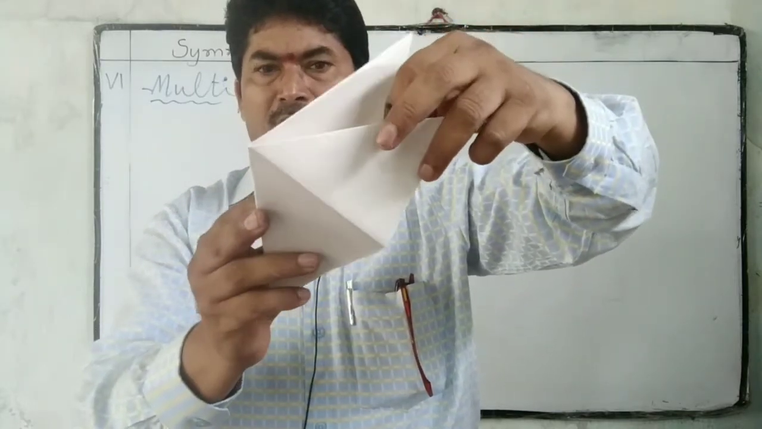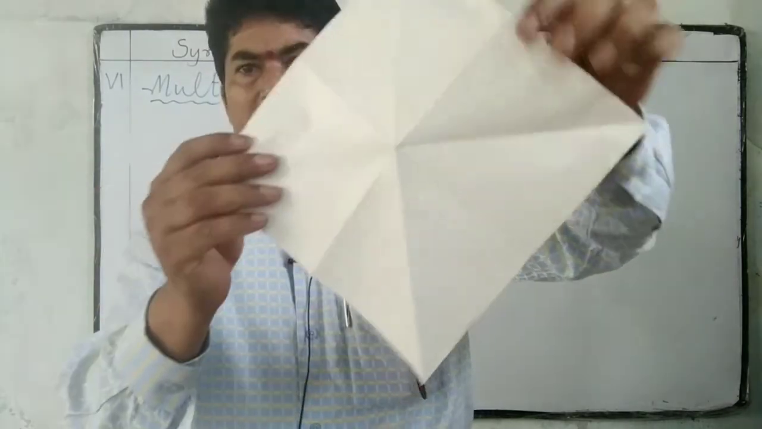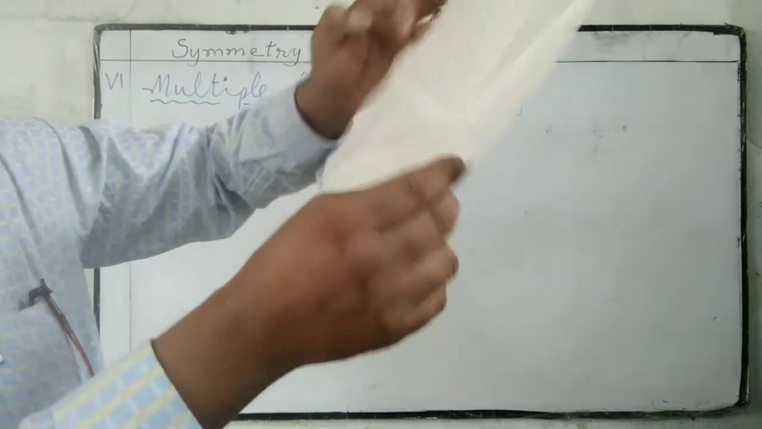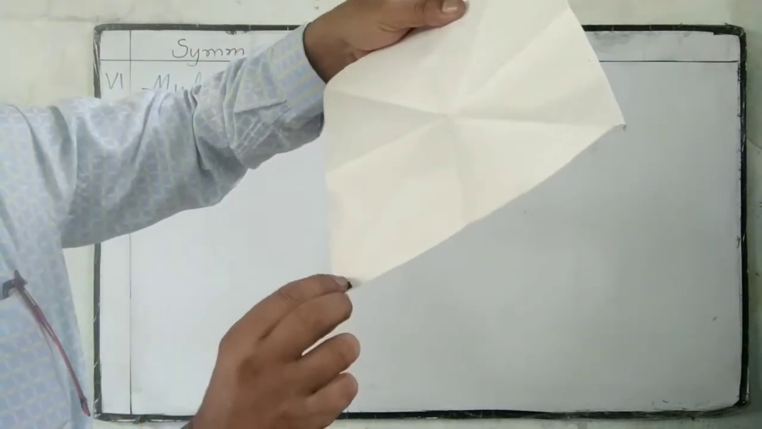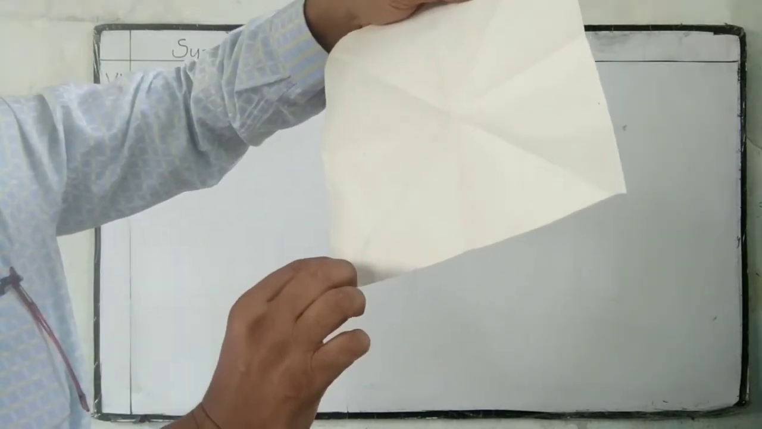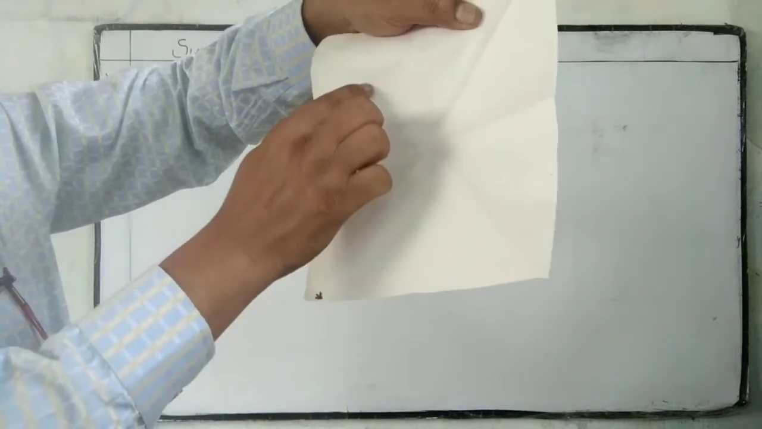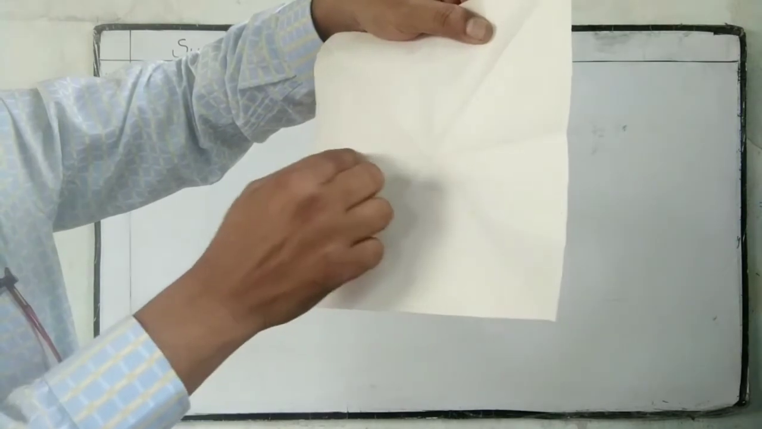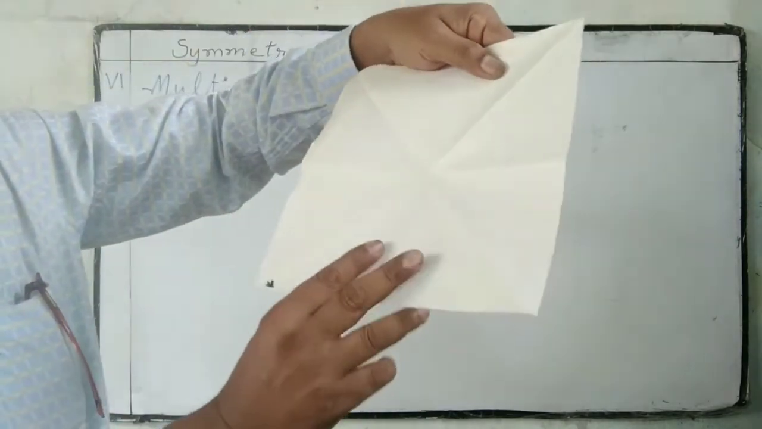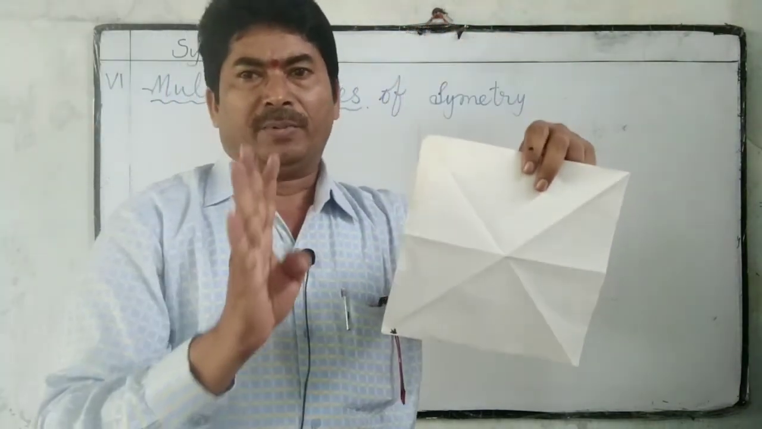If we unfold it, we will get these many line of symmetries. 1, this is 1 diagonal, vertical, diagonal line of symmetry, horizontal line of symmetry, 1, 2, 3, 4. So a square has 4 lines of symmetry.